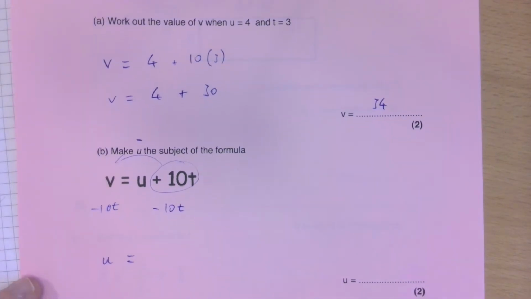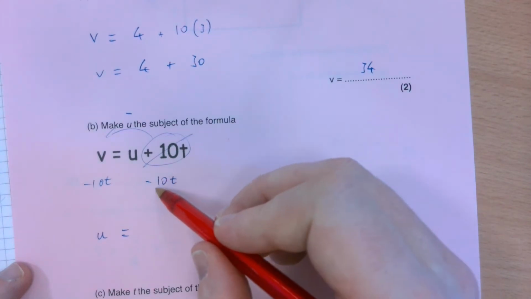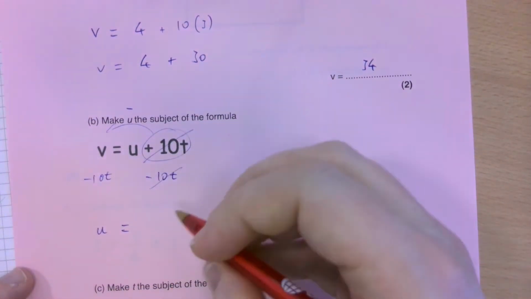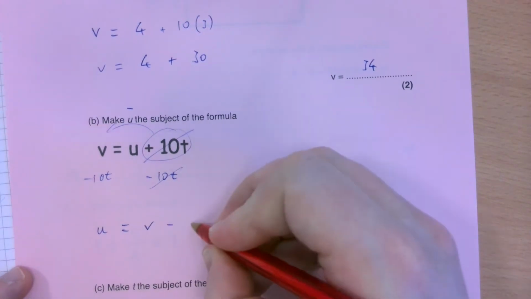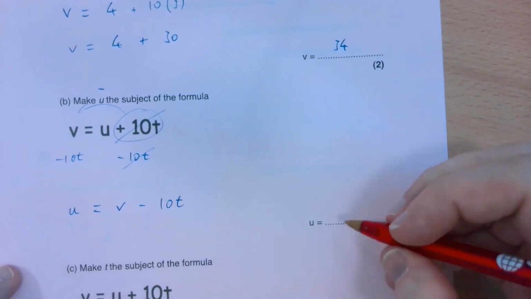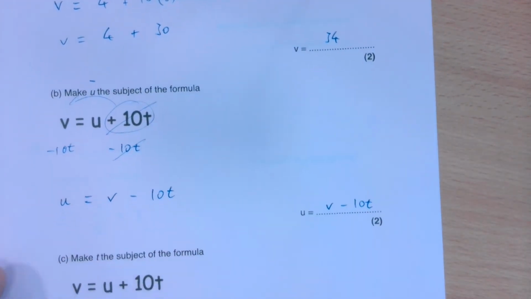You can think about it in either way, but in either respect, the 10t on the right hand side of this disappears, and then a minus 10t is applied to v, so it becomes v minus 10t. Okay, so my final answer is u equals v minus 10t.